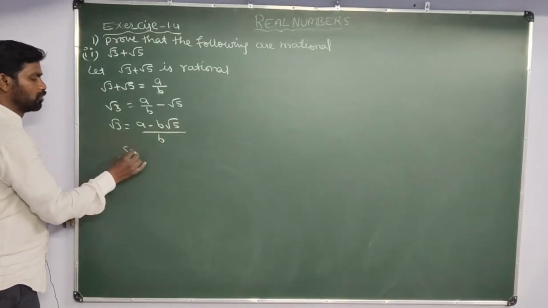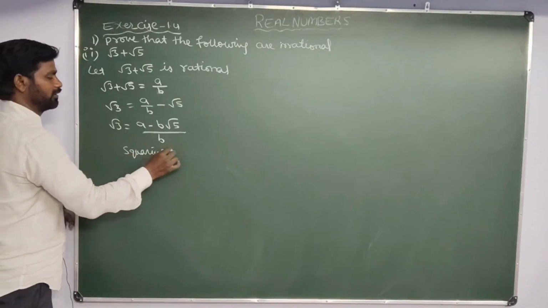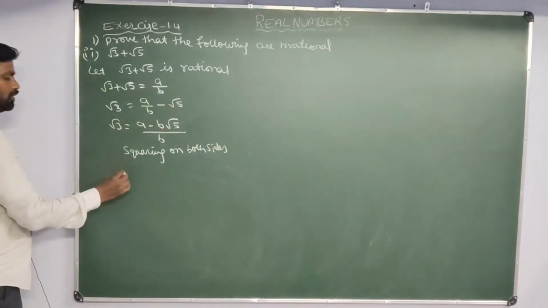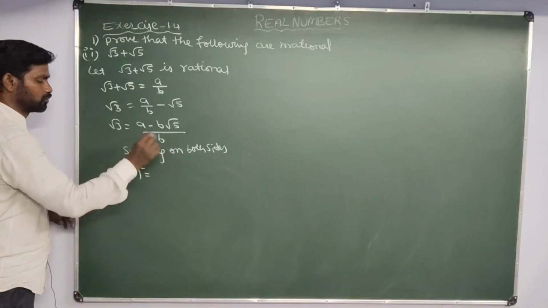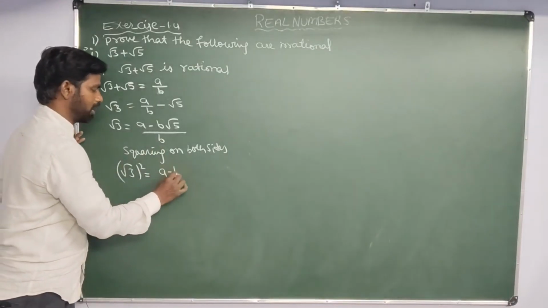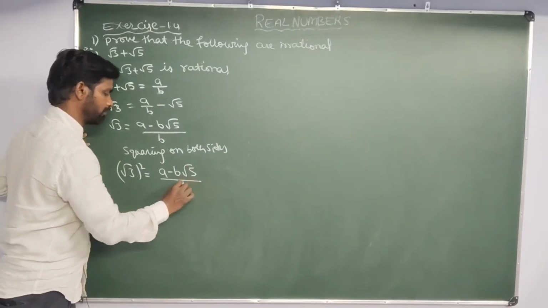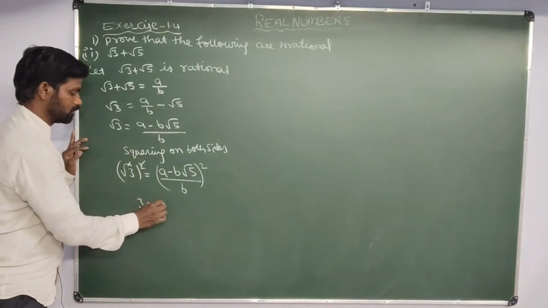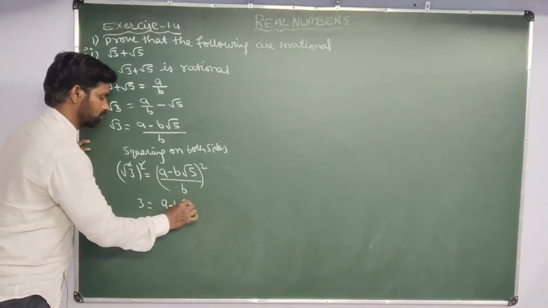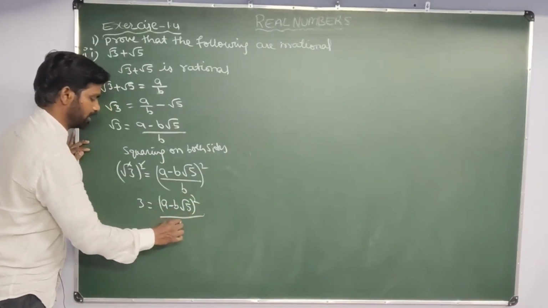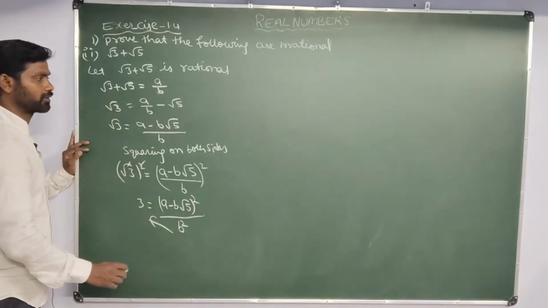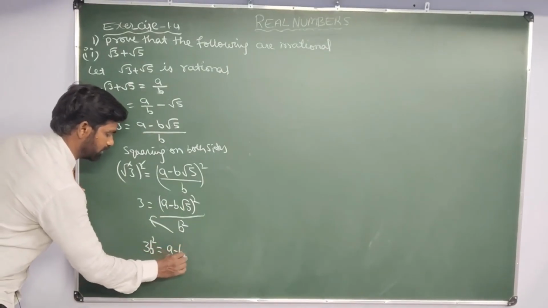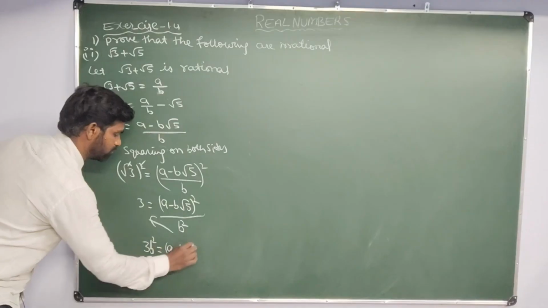Now squaring on both sides. Squaring on both sides. So what happens? Root 3 whole square, or root 3 square, is equal to (a minus b root 5) by b whole square. Here square and root cancel. 3 is equal to (a minus b root 5) whole square divided by b square. In the next step, take a cross multiplication. 3b square is equal to (a minus b root 5) whole square.